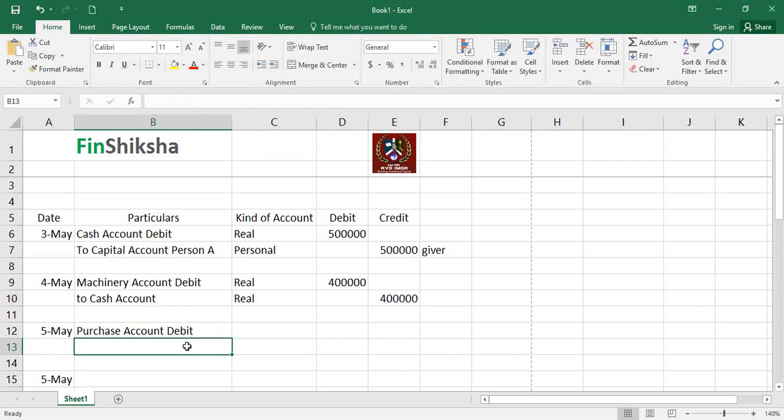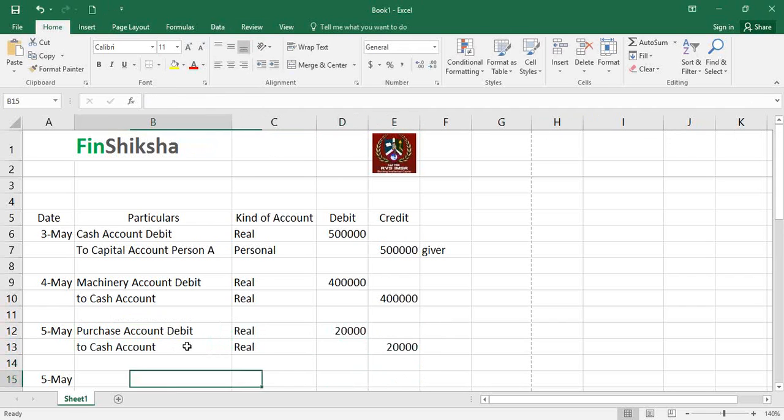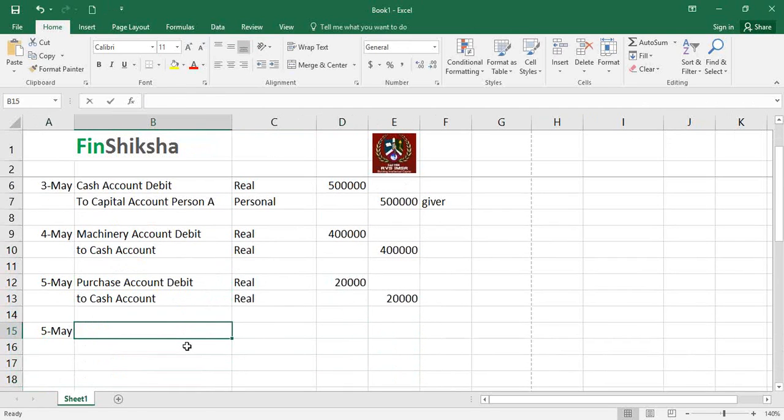And in one of the transactions, we are doing purchase account debit to cash account credit. This is a real account and this is a real account, and 20,000 comes in and 20,000 goes out, right?